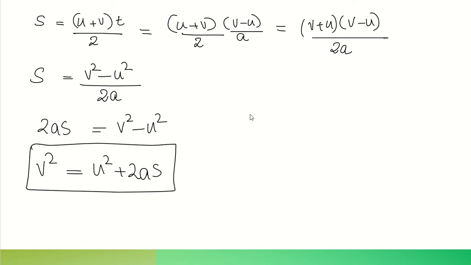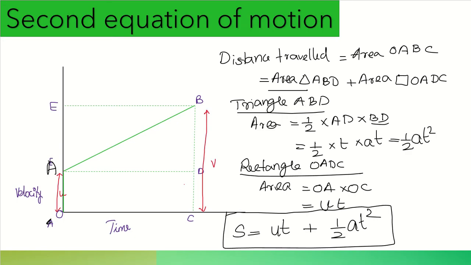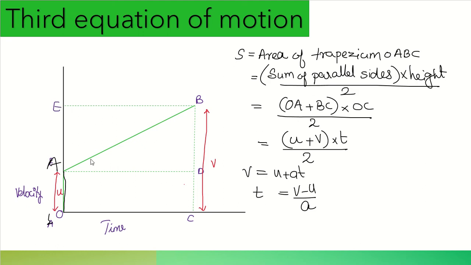So again, I'll tell you the trick once again. In derivation of second equation of motion, we have split the area under the curve into a triangle and a rectangle. In the derivation of third equation of motion, we have taken the complete trapezium area. So if you don't know the formula for area of the trapezium, learn that it is sum of the parallel sides into height divided by 2. So we find out what is parallel sides and find out what is the distance between the parallel sides. That gives you the height.